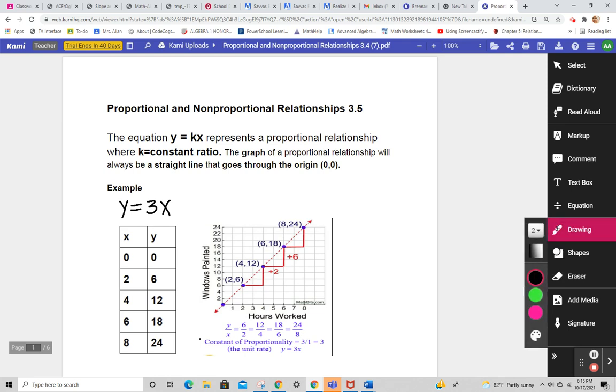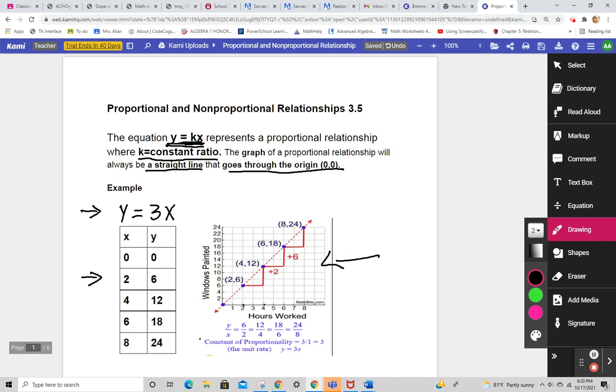A proportional relationship can be represented using this equation, y equals kx, where k is called the constant ratio or the constant of proportionality. The graph of y equals kx will always be a straight line that goes through the origin (0, 0). So let's look at this example of a proportional relationship given in the form of an equation, in the form of a table, and in the form of a line. Let's look at the relationship between all three.